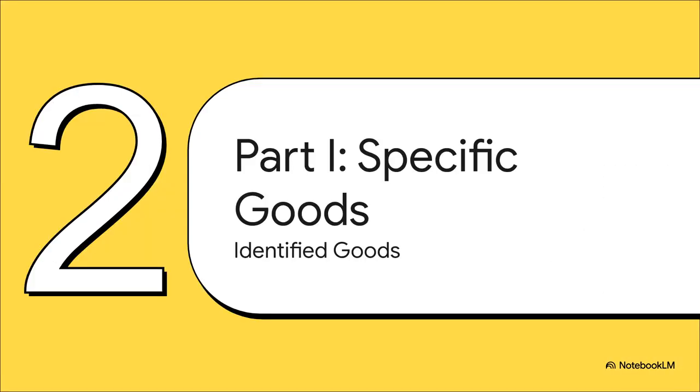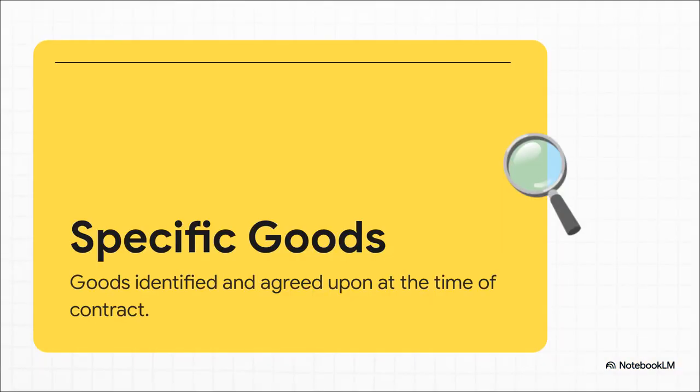Part I, Specific Goods. This is where your answer most explicitly bifurcates. Don't mix up the rules. Remind yourselves and the examiner that the Act treats specific goods entirely differently from unascertained goods. Use this exact subheading to show that transition. Specific goods. Goods identified and agreed upon at the time of contract.